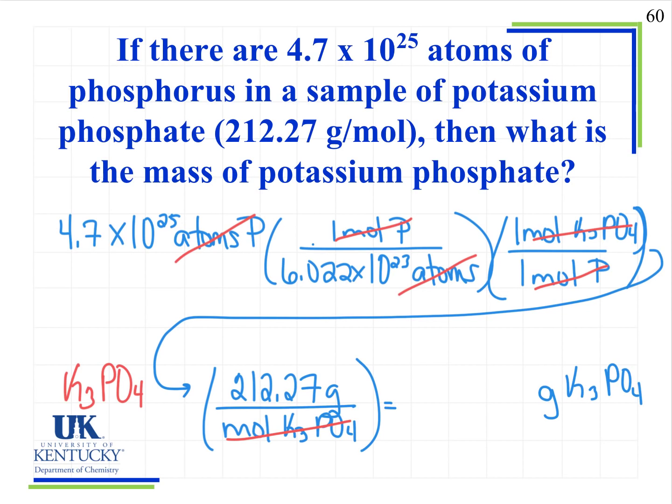Now it's just a matter of doing the mathematical calculation. When we do the calculation, we get our answer to be 1.7 times 10 to the 4th grams of potassium phosphate. Notice we can only have 2 sig figs here because our number of atoms up here, 4.7, only has 2 sig figs. So our molar mass has 5, but we have to go with the least number of sig figs.